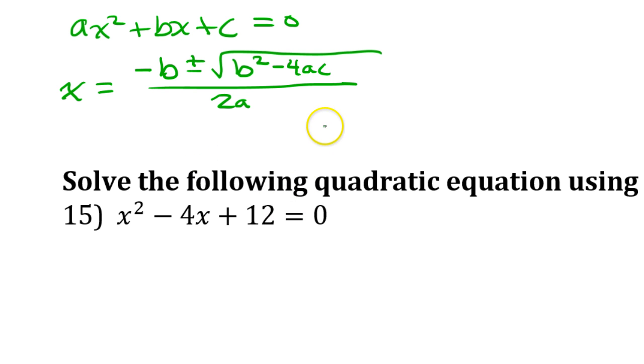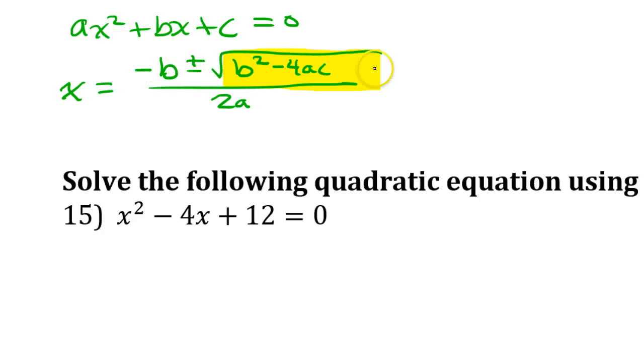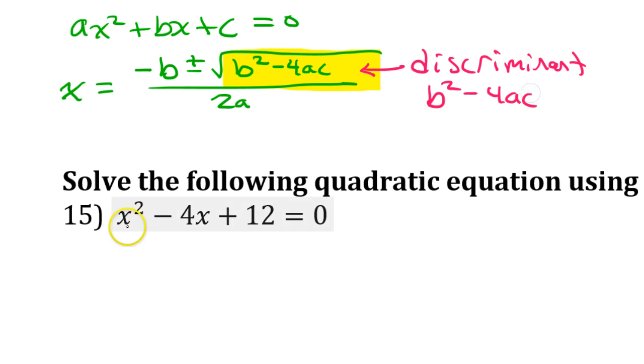So let's move forward. For this problem, a is 1, b is negative 4, and c is 12. The part under the radical is known as the discriminant, and you always should calculate that first and separate from the rest of the problem. So this is called the discriminant, without the radical, just the b squared minus 4ac. So I always calculate that first.